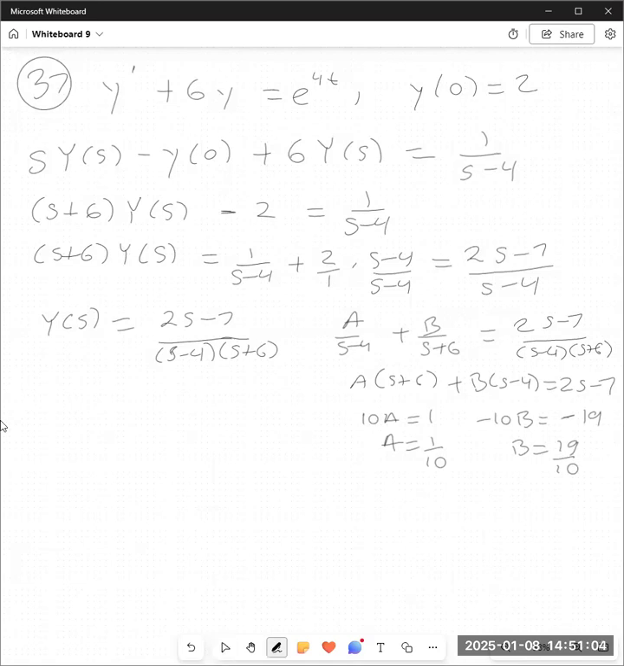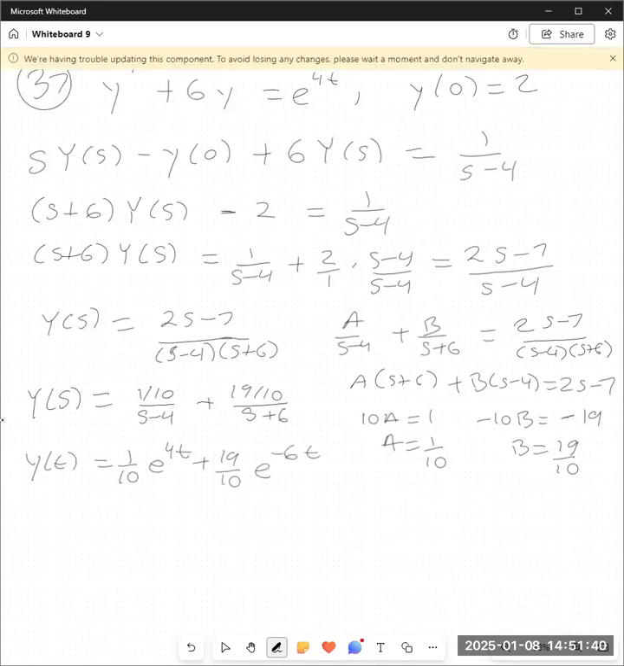So capital Y of s is equal to 1/10 over s minus 4 plus 19/10 over s plus 6. So y of t is equal to 1/10 e to the 4t plus 19/10 e to the negative 6t.